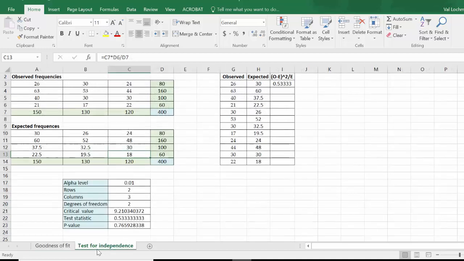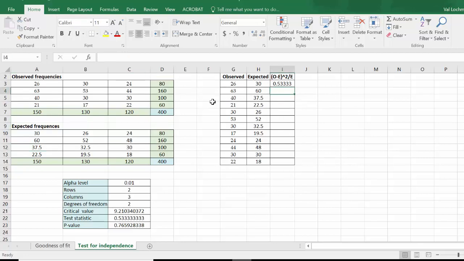So for the test for independence, we're actually doing exactly the same thing, but we have to be careful how we're going to plug in these numbers. So I copied my observed frequencies by column into this one column. And then I did the same thing for expected frequencies, but I want to make sure that my values align. So 26 and 30 go together, right? 63 and 60, that's a pair, okay? And then 40 and 37.5, that is also a pair, okay?